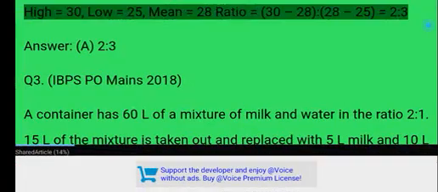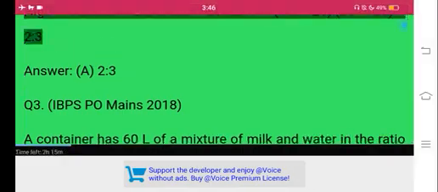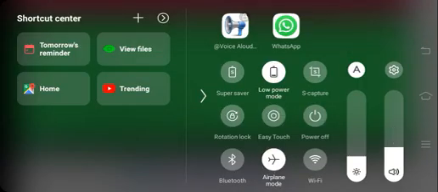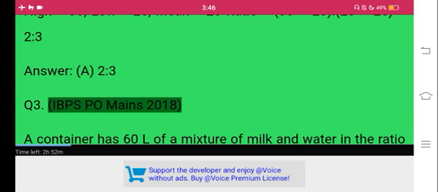High equals 30, low equals 25, mean equals 28, ratio equals 30 to 28, set face 28 to 25 equals 2 : 3. Answer, A, 2 : 3. Q3, IBPS PO Mains 2018.